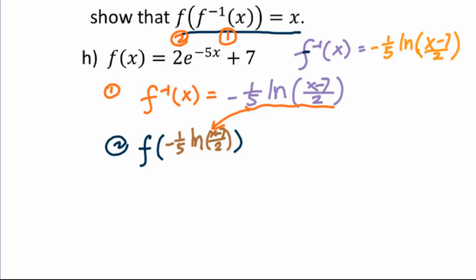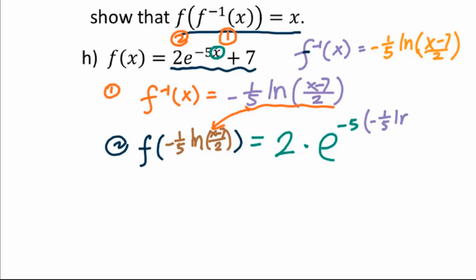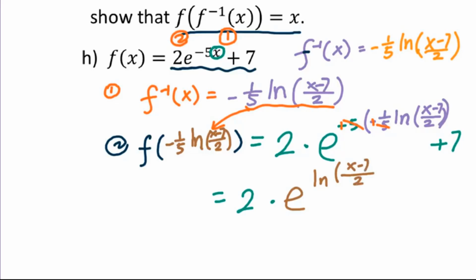Now, every single x in the f function, you have to change into negative 1 over 5 natural log of (x minus 7) over 2. So this x, you have to change into that. So we got 2 times e to the negative 5 times negative 1 over 5 natural log of (x minus 7) over 2, then plus 7. We simplify. Negative negative is a positive, and 5 is gone. So we got e to the natural log of (x minus 7) over 2.